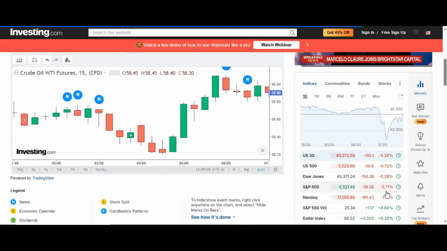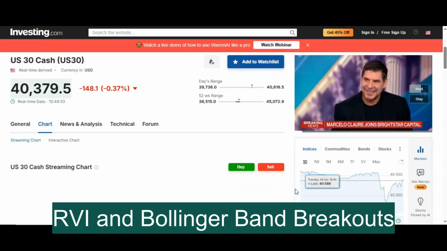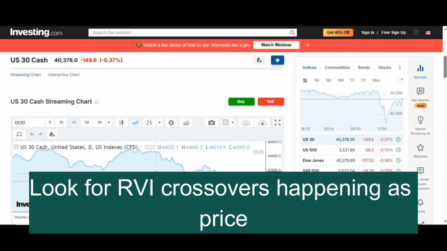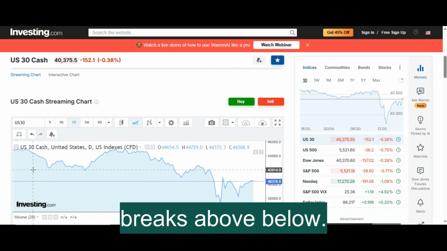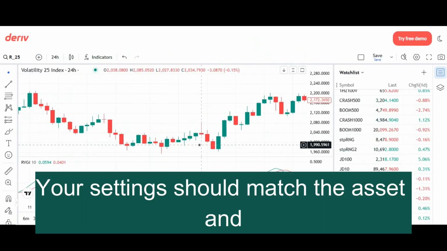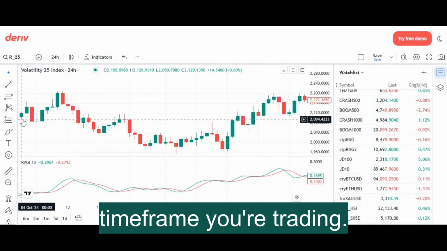Strategy 7. RVI and Bollinger Band breakouts. Look for RVI crossovers happening as price breaks above or below Bollinger Bands for explosive moves. Your settings should match the asset and time frame you're trading.